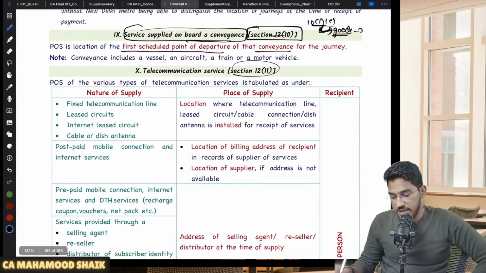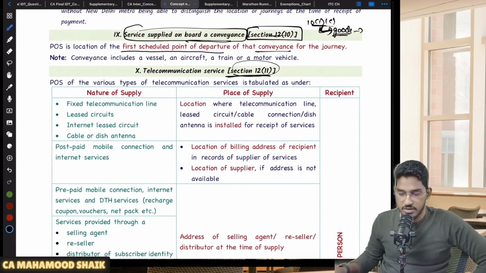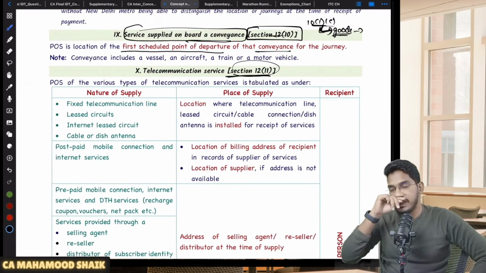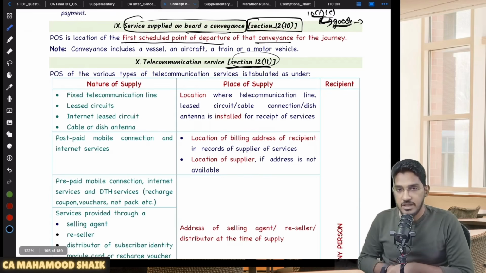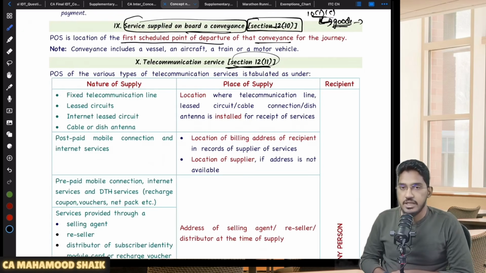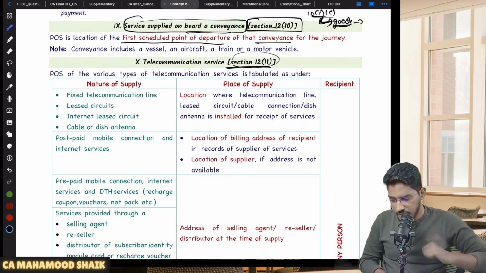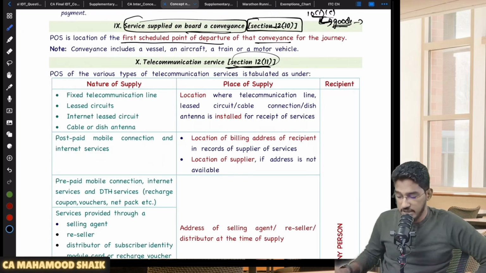Now we have 12 subsection 11, which is talking about telecommunication services. Sir, how to determine the place of supply in case of telecommunication services?